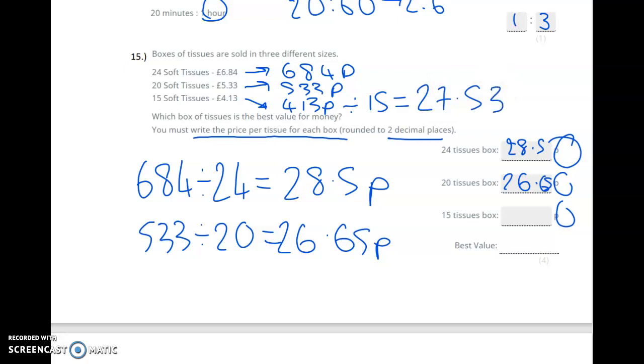27.53. If you notice there's a dot above that 3, what that would mean is this 3 is a recurring decimal that will keep going forever. But we only want the answers to 2 decimal places, so we will stop it there. Because that's a 3, it just ends up being 27.53 pence. So it asks you for your best value. Your best value is going to be the cheapest per tissue, which is your 20 box.